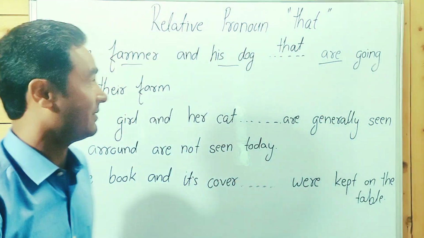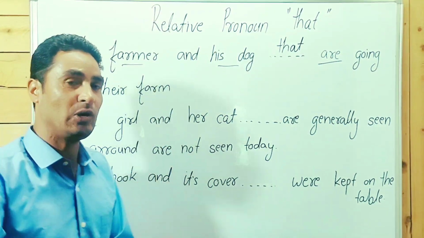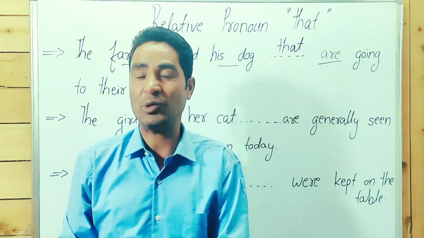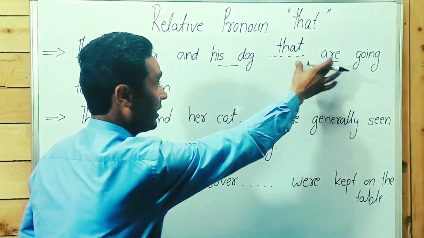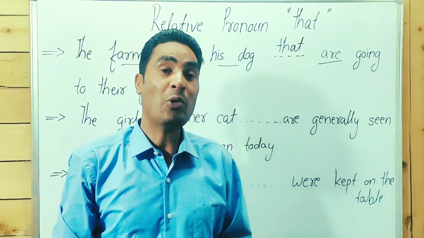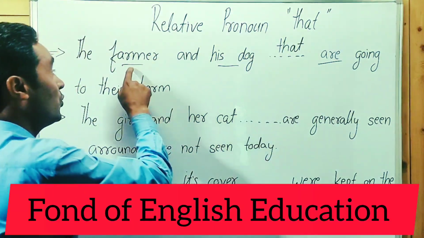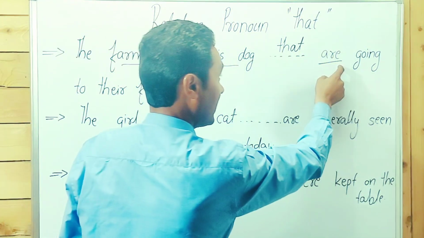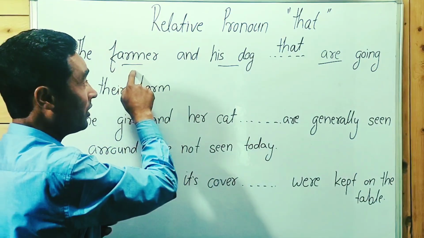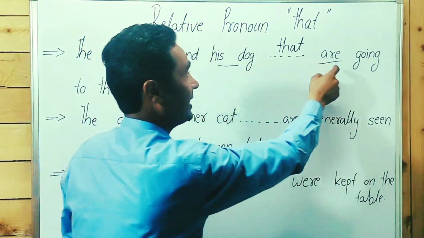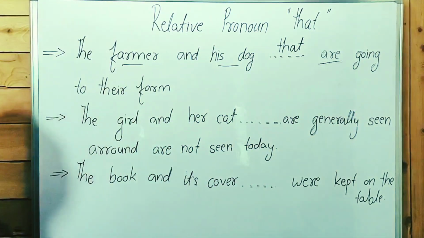Guys, point to be noted here. Verb is are. There are two antecedents, singular plus singular, so the verb is plural. As you know, a relative pronoun takes its verb according to the antecedent. Here there are two antecedents, that's why the verb is plural. For the farmer first, his dog second, that's why are going to their farm.